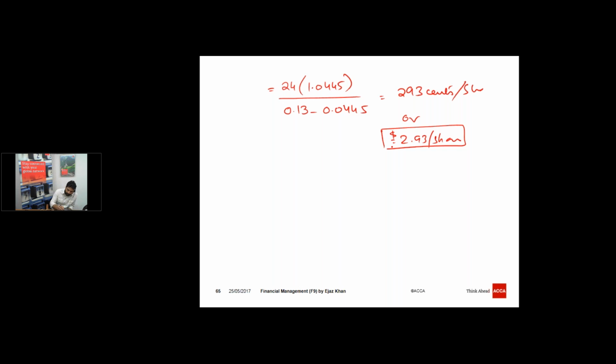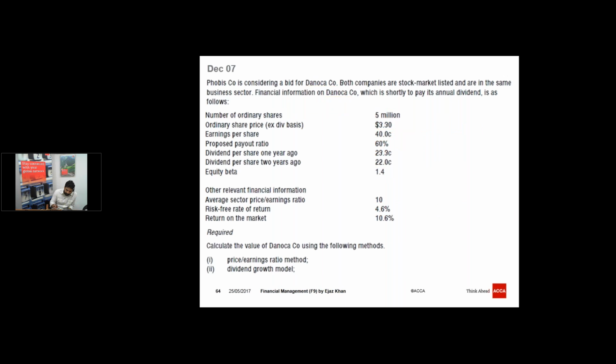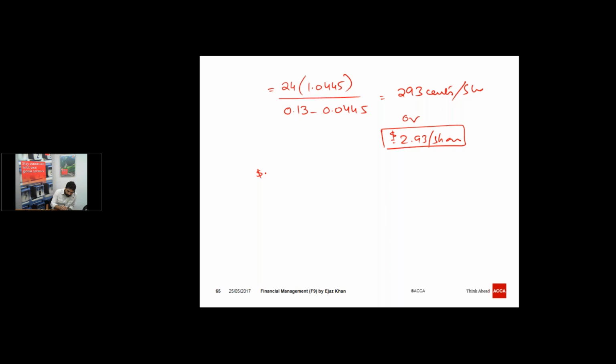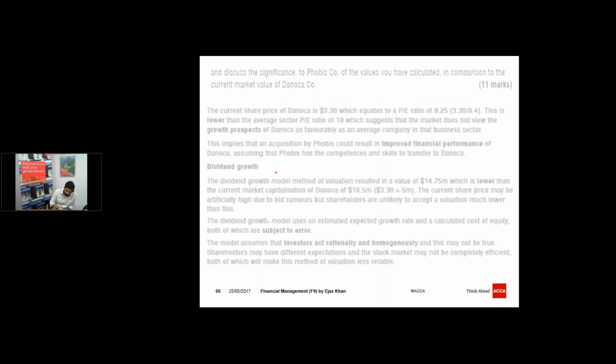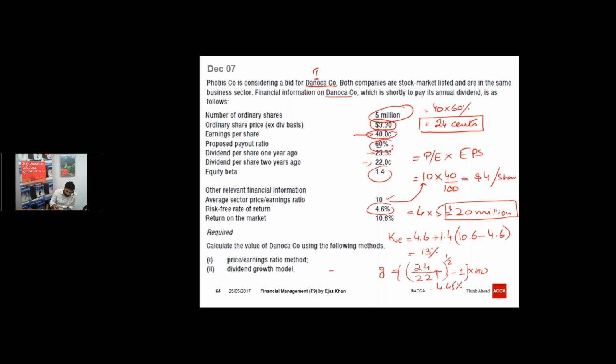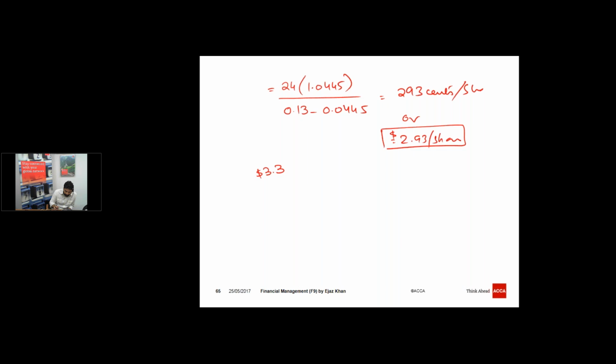So now let's try to analyze it. We have a share price in the market which is $3.3. We have a share price predicted by the dividend valuation model, that is 2.93, and we have a share price predicted by the price earning ratio. So all the three are different. Why is the market price different from the share prices given by the PE ratio and the dividend model?